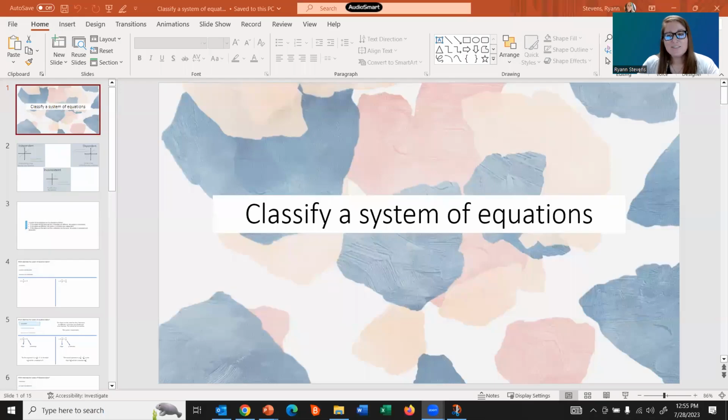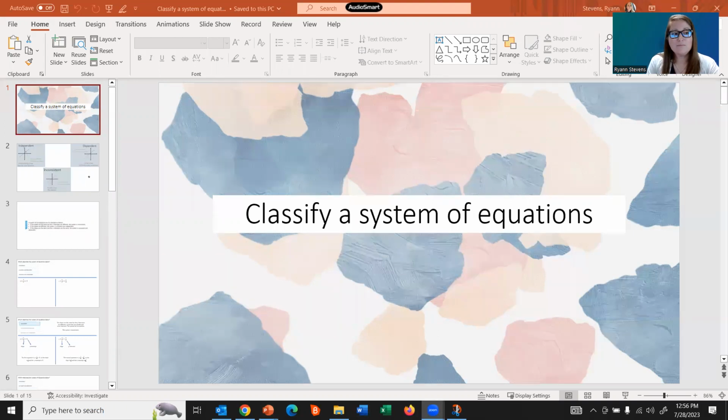We're going to be looking at classifying a system of equations according to if they are independent, inconsistent, or dependent. This is going to go with what we discussed in the last video about how many solutions we are going to have, but now we're going to put a label to how many solutions we have as well and classify them.